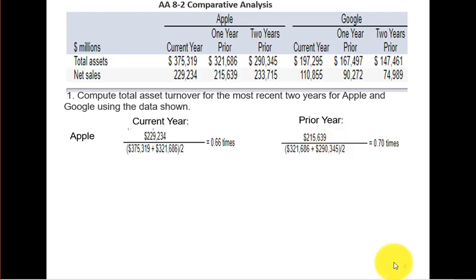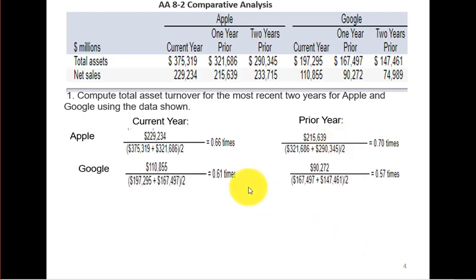And let's take a look at Google. Google current year, prior year. Now, when you look at these two, for Apple, for example, Apple went from 0.7 to 0.66. So it looks like their total asset turnover is getting a little bit worse. Google went from 0.57 to 0.61. Looks like theirs is getting a little bit better. But still, overall, it looks like Apple is just a little bit higher.